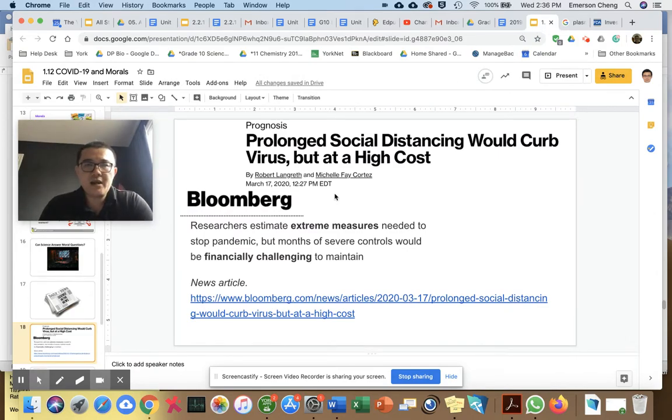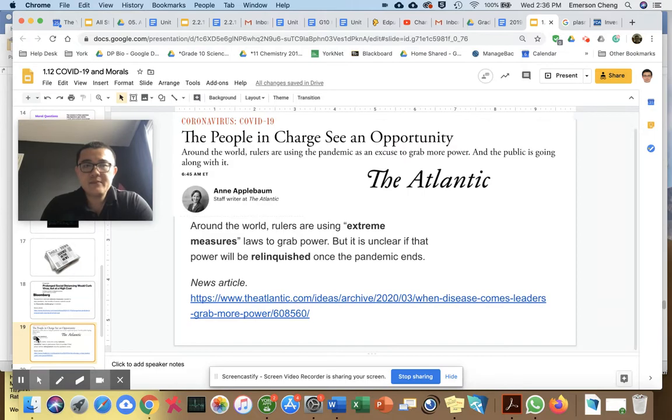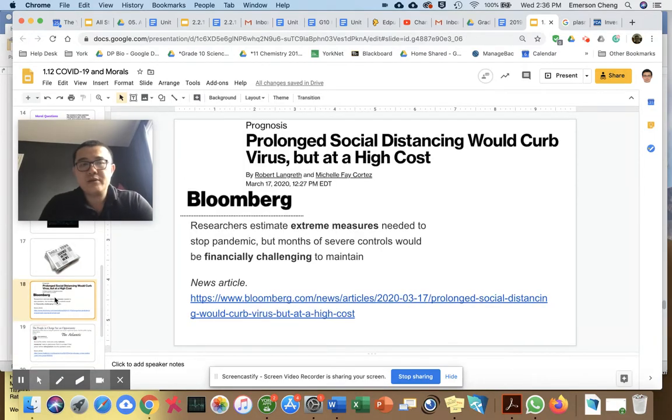You have two articles that you need to read, and this will give you some context and might help you to come up with a moral question related to COVID-19. So the first one is, right now we're all practicing social distancing. Yes, it will slow down the spread of the virus, but it comes with a high economic cost, just simply because business is not usual, and a lot of things shut down.